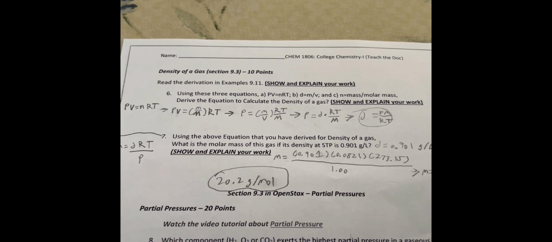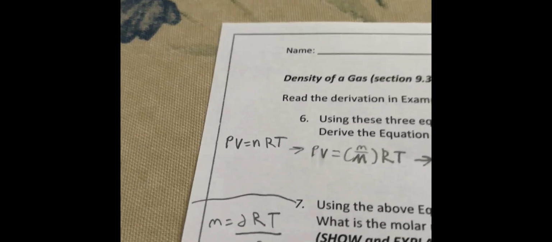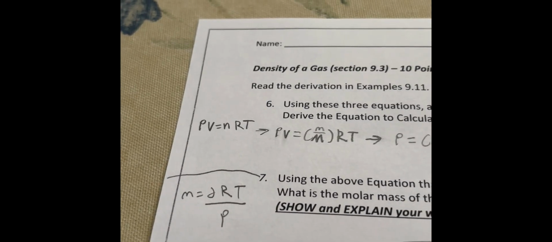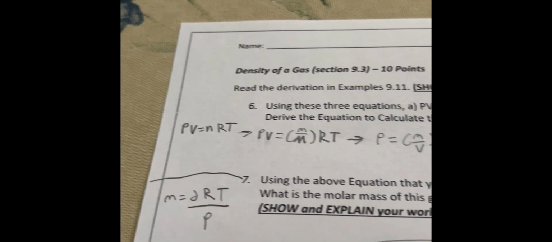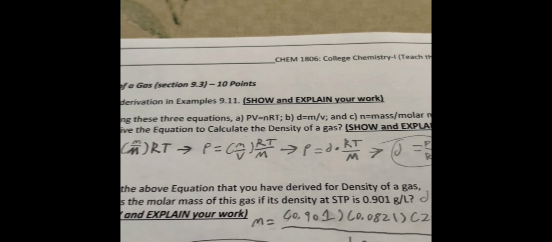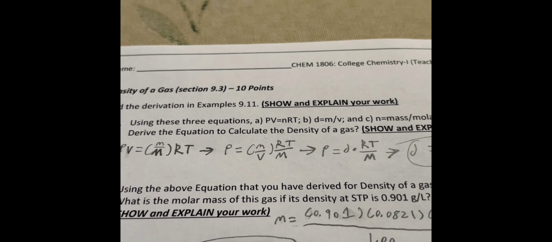And for this next question, we need to derive the given equations to calculate the density of a gas. So we are given the ideal gas law, the density formula, and the mole formula. So we'll start with the ideal gas law, and we'll substitute number of moles equals mass over molar mass. So this will be PV equals m over M times RT. Now to solve for m over V, we divide both sides by V.